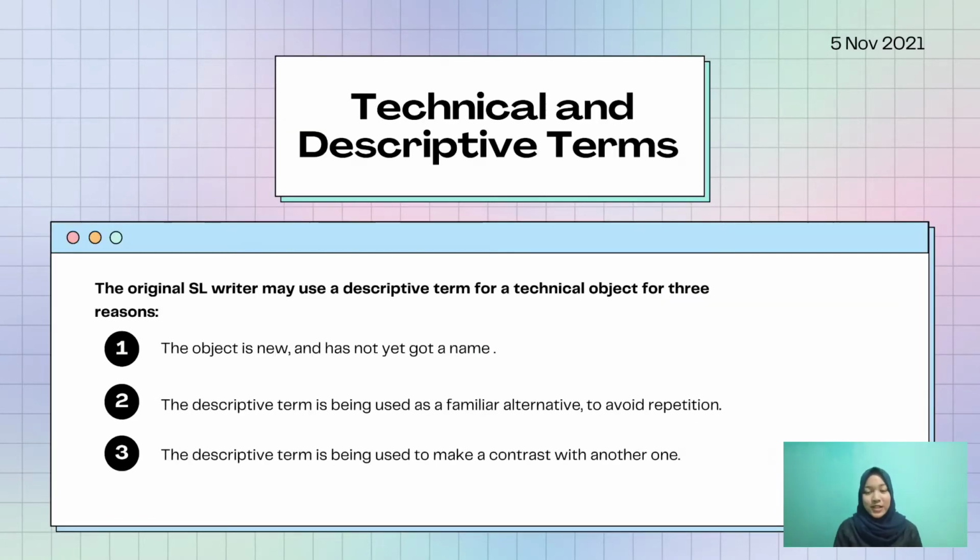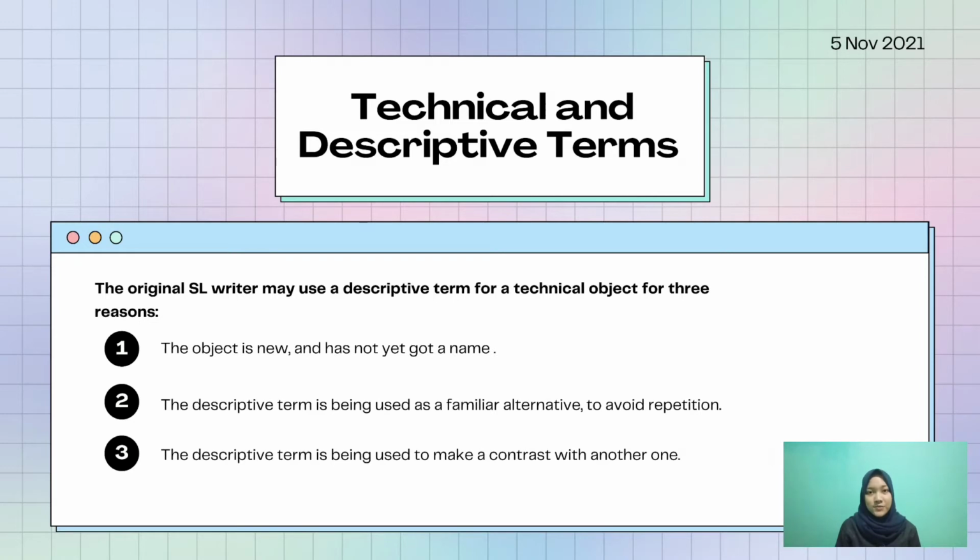Assalamualaikum warahmatullahi wabarakatuh. My name is Nurazizah. My student's number is 2021222072. Now I will explain the next material about technical and descriptive terms, beginning technical translation and translation method.